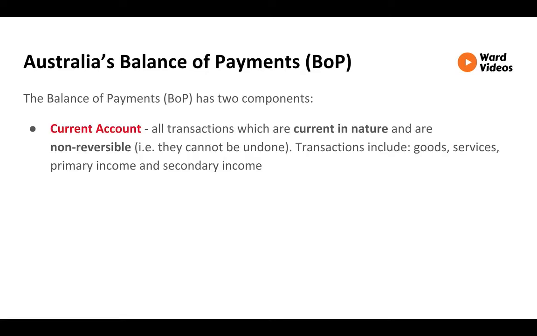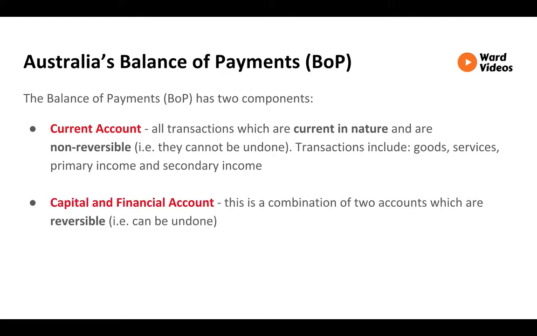So, the BOP shows all transactions in and out of an economy, Australia, over a given period of time. It has two components. The first, the current account. These are transactions which are current in nature and are non-reversible, i.e. they cannot be undone. The transactions contained within the current account are goods, services, primary income and secondary income.